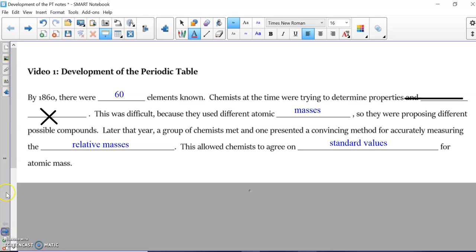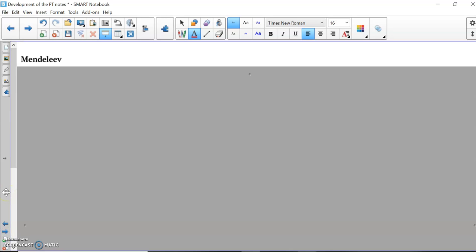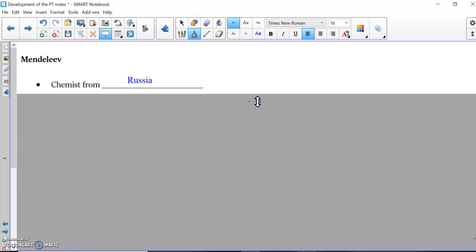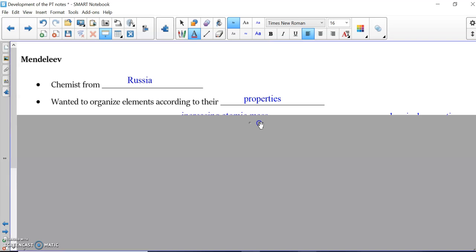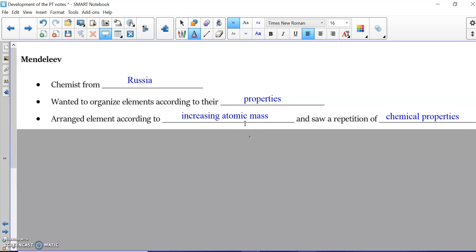Then a scientist around that time, 1860 to 1870, named Dmitri Mendeleev, who was Russian, wanted to organize elements according to their properties. He didn't just want a giant list or groups of three that are similar. He wanted more. So he took the elements and arranged them in order of increasing atomic mass. He made a card for each element and put them in order from smallest to biggest. What he saw was that every so often those chemical properties started to repeat themselves.